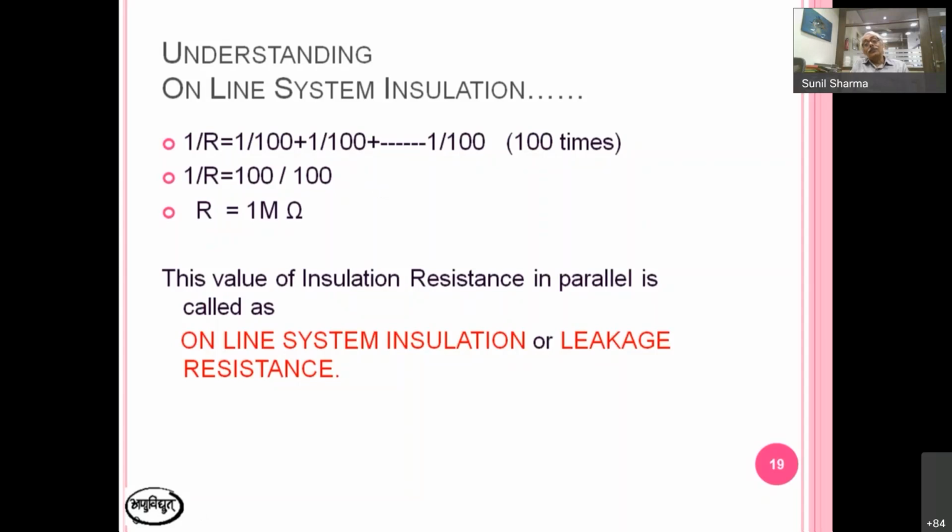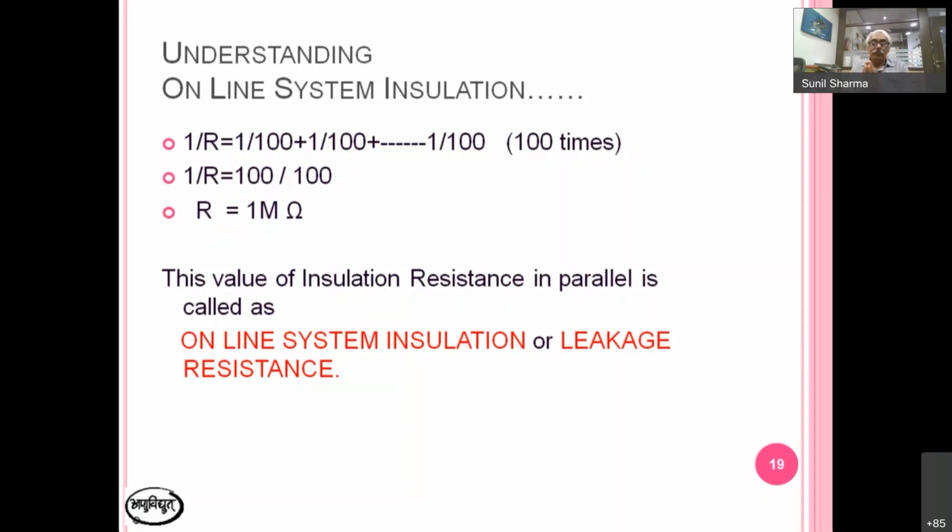This value of insulation resistance in parallel is called the online system insulation or leakage resistance. Though their individual values are very high, the combined value is low. So the ELD always measures this value, not your cable's value. This value includes power supply, cables, and load, etc., together. This is always low.